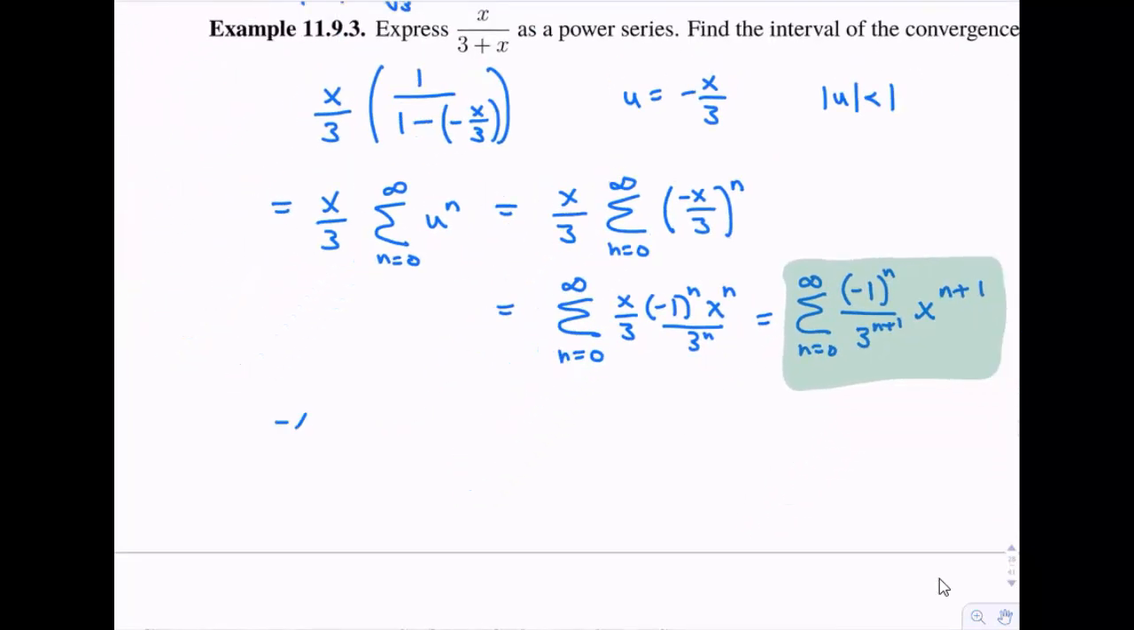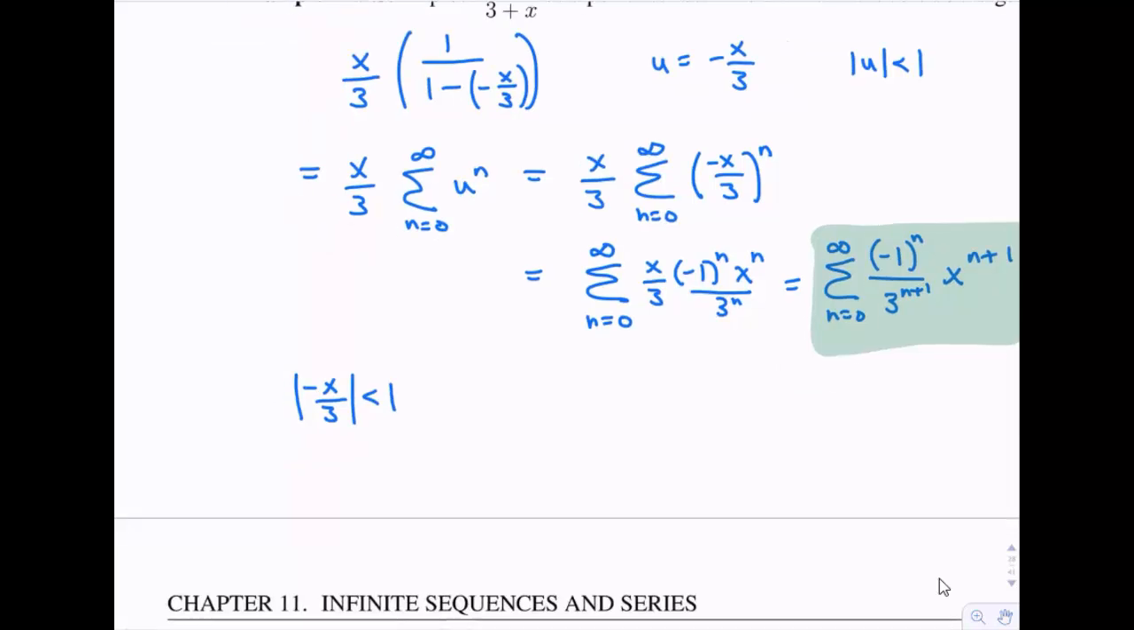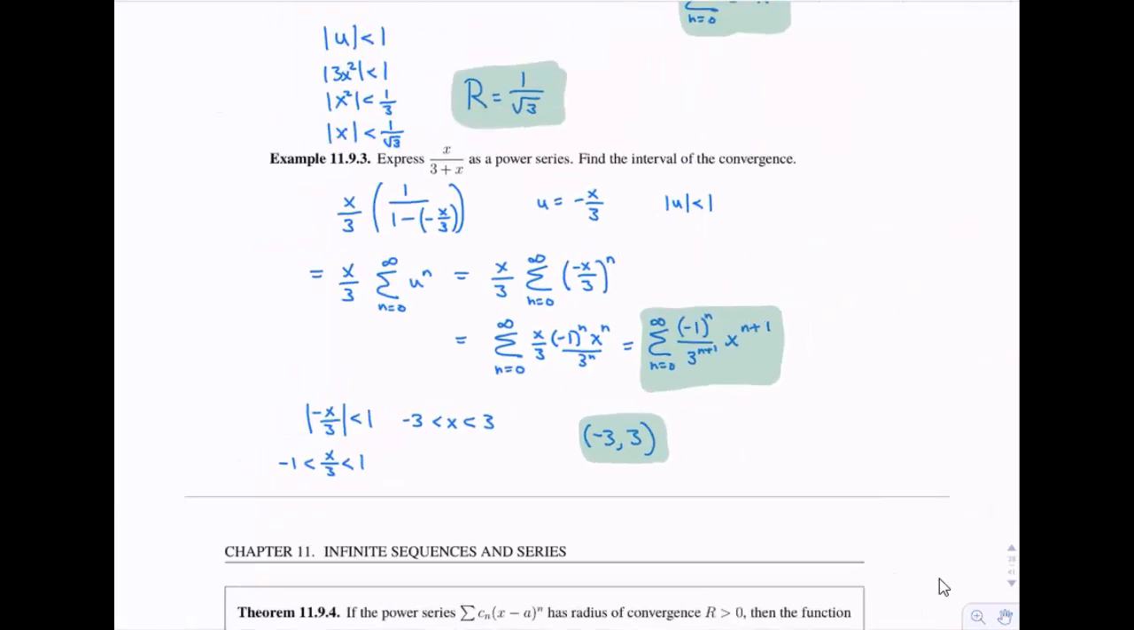So remember that the absolute value of u needs to be less than 1. In this case, u was negative x over 3. So if I go ahead and represent this as 1 must be greater than x over 3, which must be greater than negative 1, using that nice theorem that we have, we can go ahead and multiply by 3 on all sides, and we get that x must be between negative 3 and 3. So if we write that in interval notation, that's just parentheses, negative 3, comma 3, parentheses.